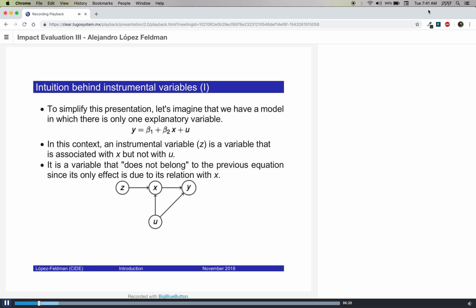Exogenous means that there is no arrow, there is no relationship between u and z. So of course there is a relationship, there is a covariance between z and x. So these are the two properties that we had explained before. And now we're going to talk further on.